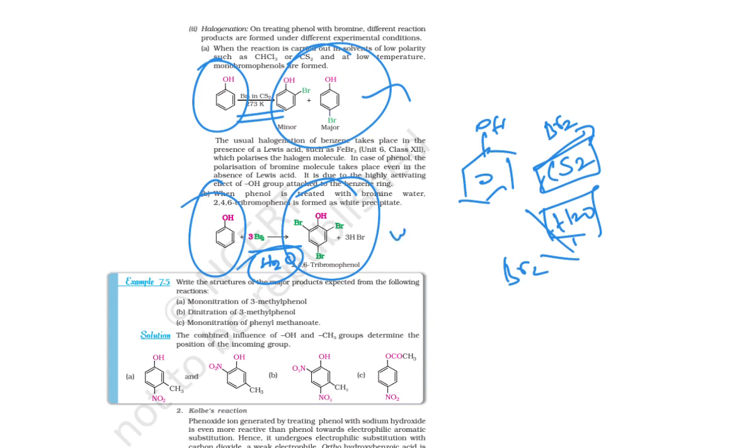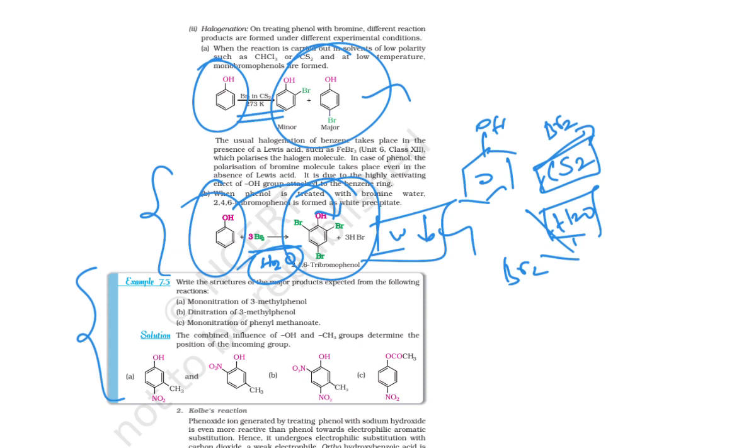This is a white precipitate. So if you want to test in a practical whether a given molecule is phenol or not, we use bromine water. We will get the white precipitate of 2,4,6-tribromophenol. Clear? Next reaction, we will solve the 7.5 exercise.